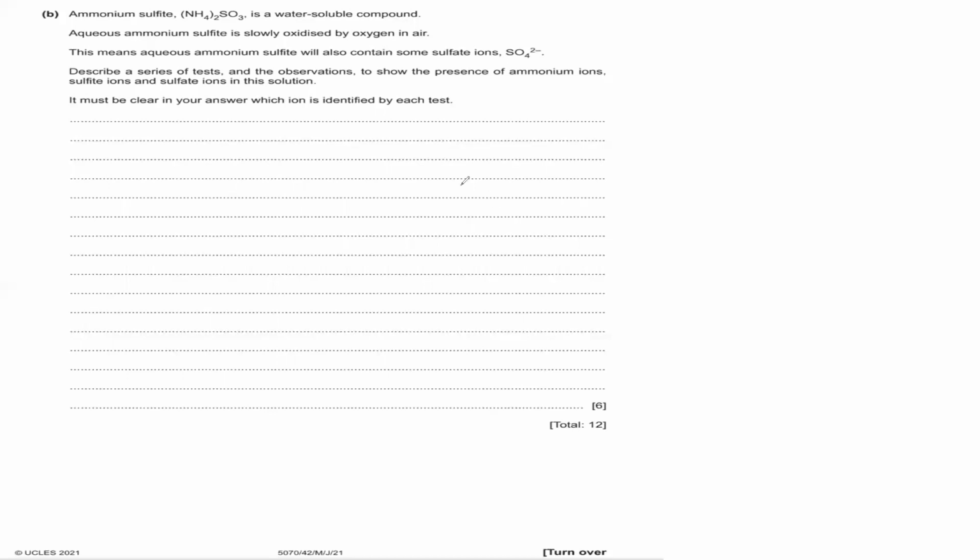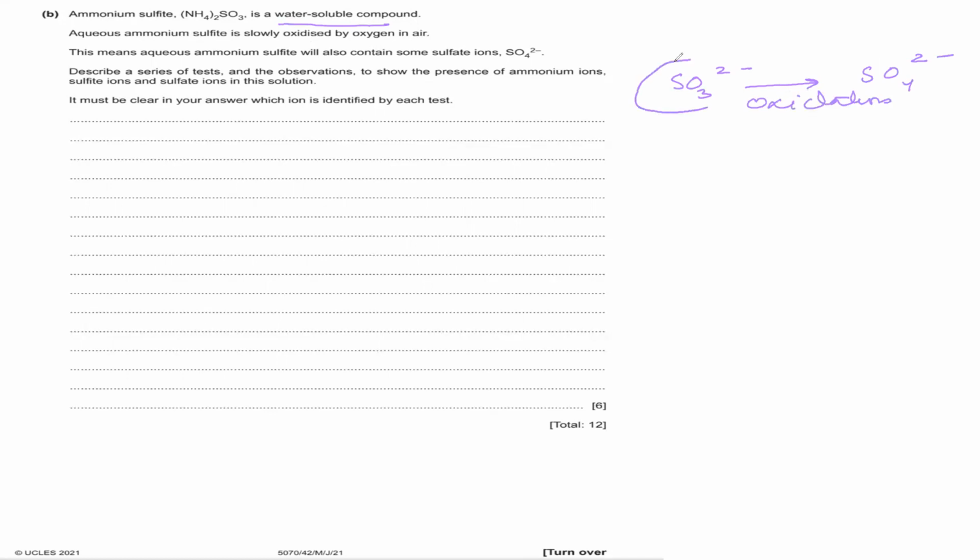You have a sulfite here, right? Now, number one, they're saying it's water soluble. Then further, the next statement is aqueous ammonium sulfide is slowly oxidized by oxygen in air. So we know that the sulfite will be oxidized by the oxygen and it will be converting the sulfite into sulfate. So this is an oxidation process, right?